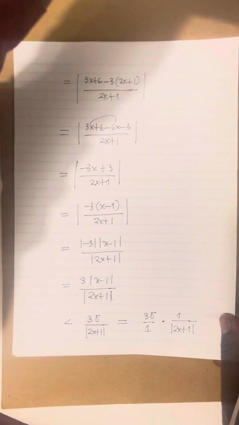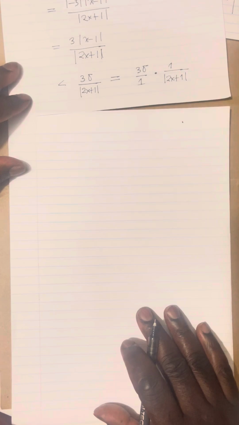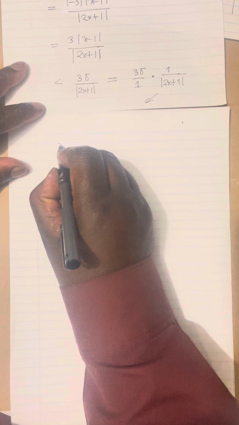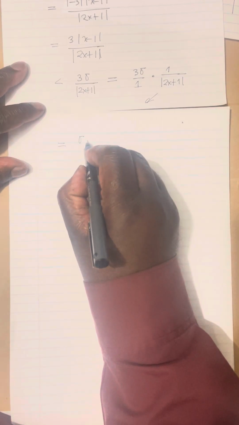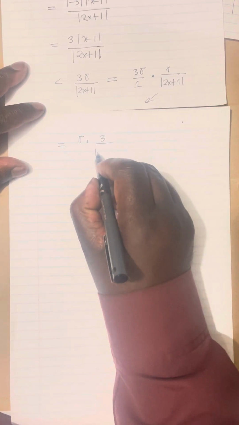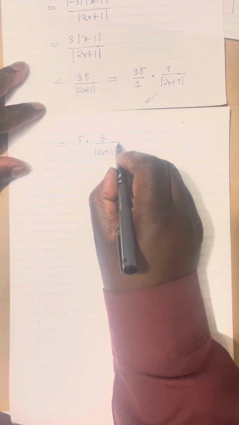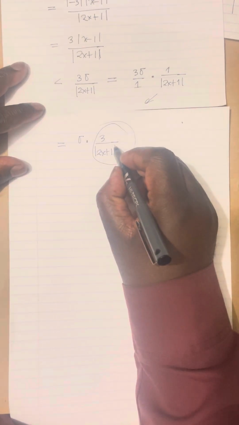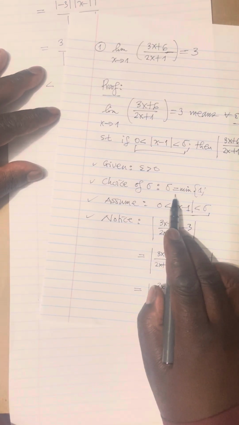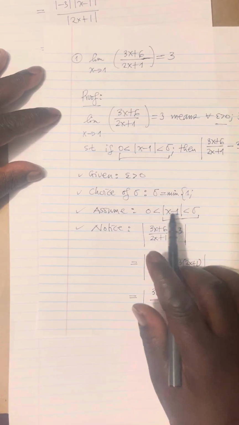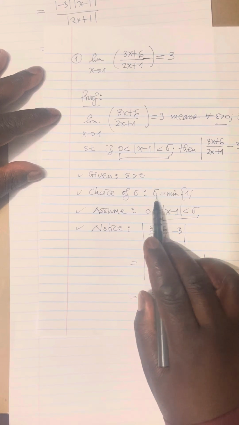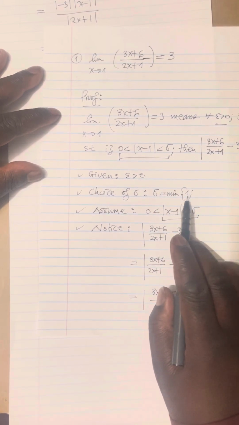So what do I have next? If I move to the next stage of my proof, it's going to be exactly equal to, if you check, delta times 3 over the absolute value of 2x plus 1. This is what I want to get rid of. Now, remember, in the assumption stage, in the choice of delta, we said the choice of delta would be a minimum of 1 and something. Why did we say 1?